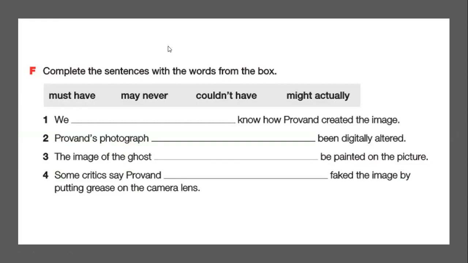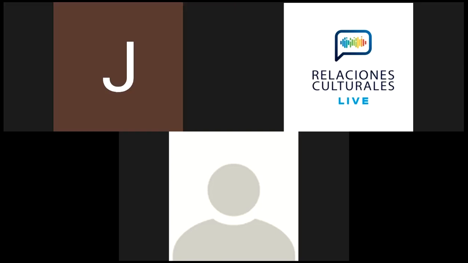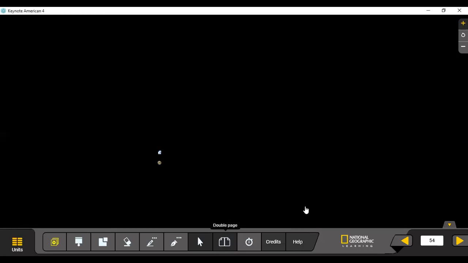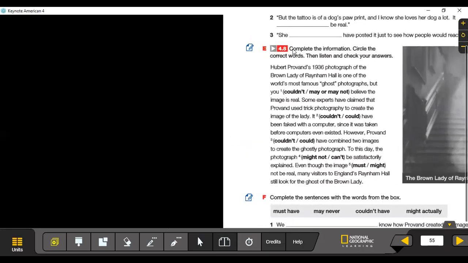So let's go to page. Let me just check the number of the page. I don't remember. It's page 55. Let me share the software of the book. We're going to do page 55, but we're going to focus on activity F.